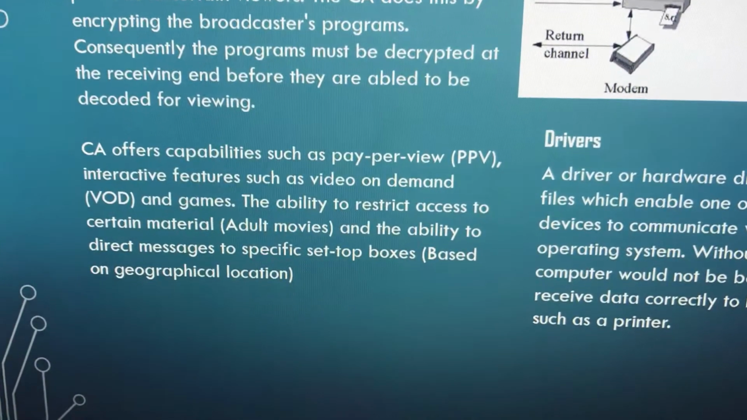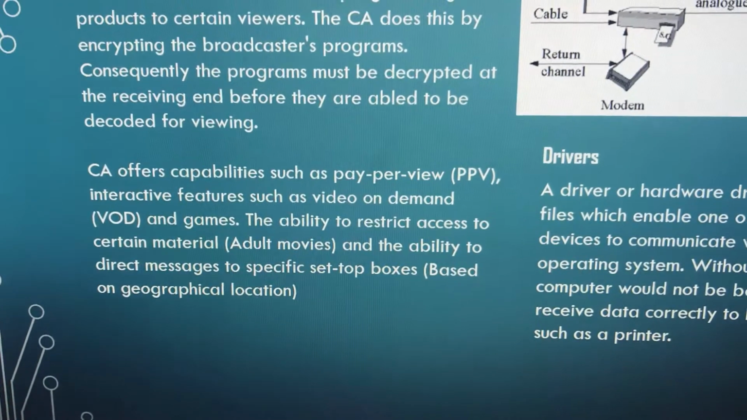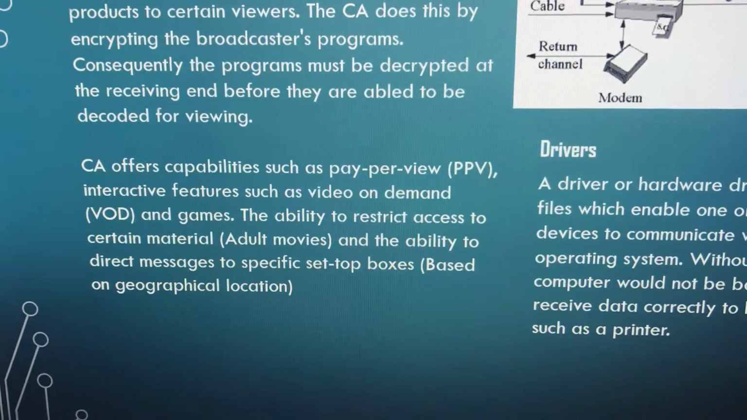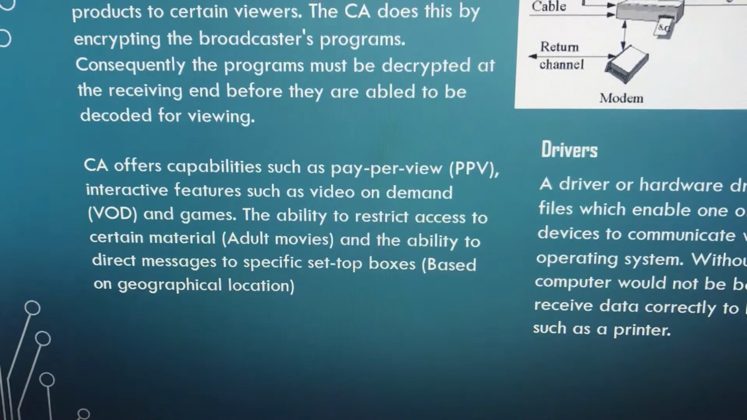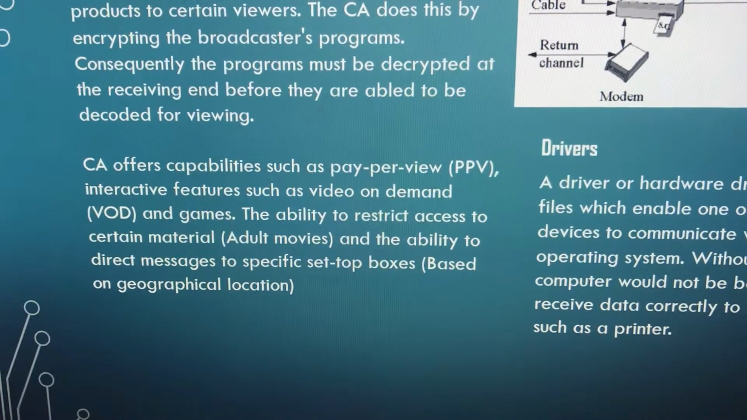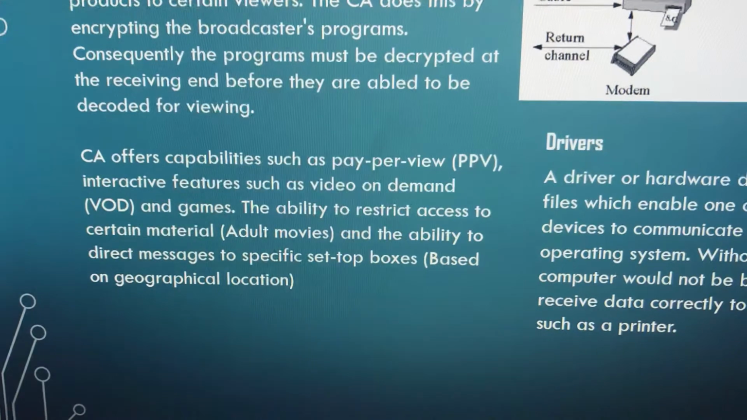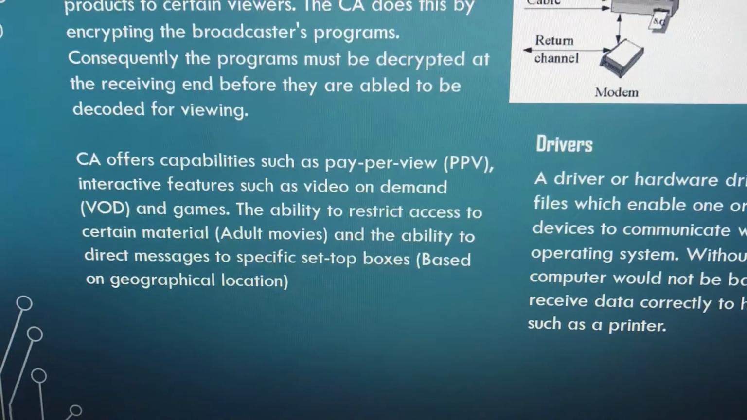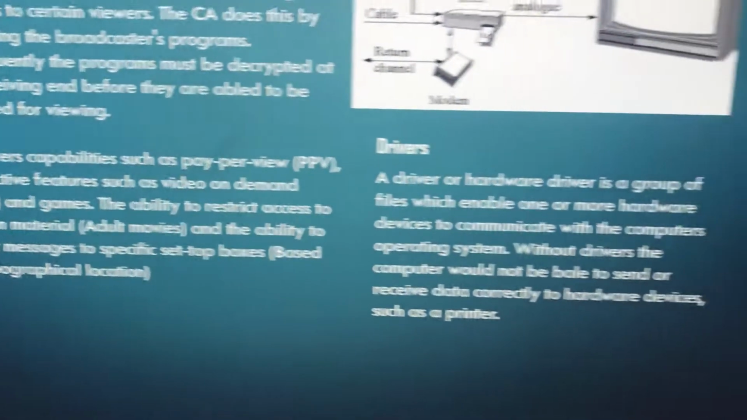CA offers capabilities such as pay-per-view, PPV, interactive features such as video on demand, VOD, and games. The ability to restrict access to certain material, adult movies for example, and the ability to direct messages to specific set-top boxes based on geographical location.